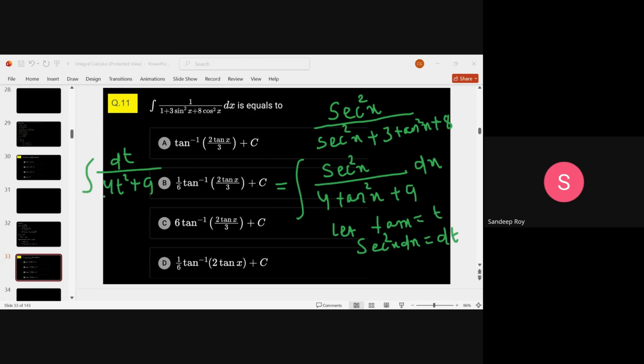Again you can apply the standard procedure. You take 4 common from the denominator. That will be 1 by 4 integration dt upon t square plus 9 by 4. 9 by 4 I can write as 3 by 2 whole square, correct? This is again the standard formula of integration, dx upon x square plus a square. Apply the formula and you'll get the answer. Now I think you can do it, right?